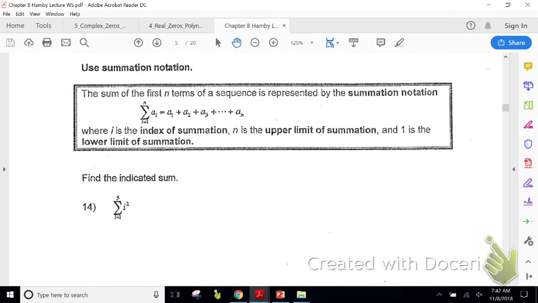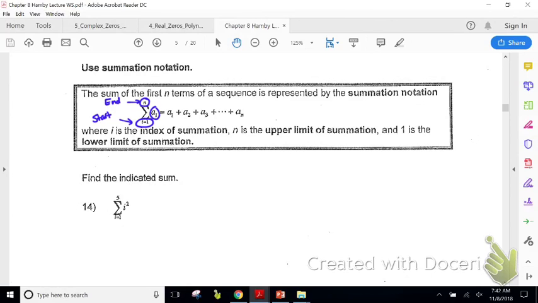Let's talk about summation notation. So the sum of the first n terms of a sequence is represented by the summation notation shown there. Notice it's that little E-looking thing. It has i equals some number down here. That's where you're going to start. It has an n on top. This is where it's going to end.